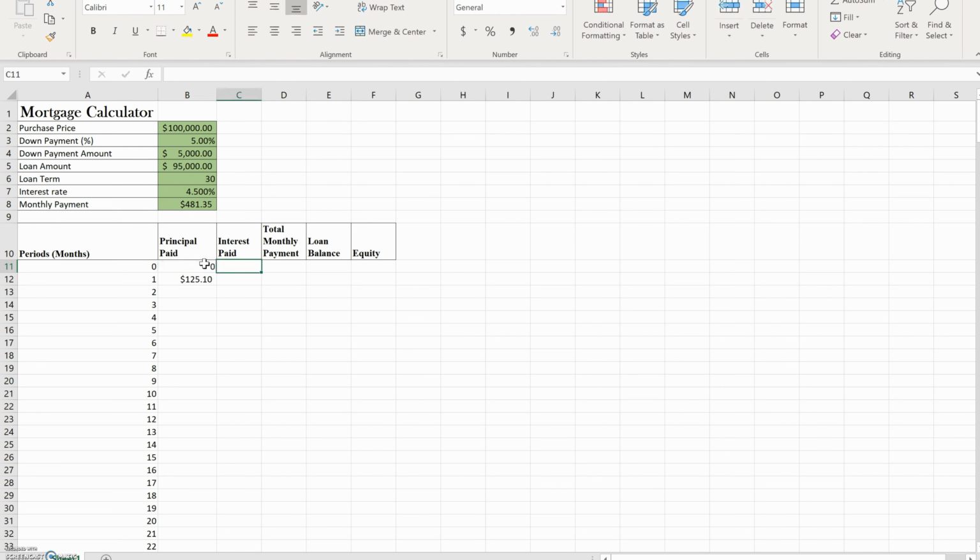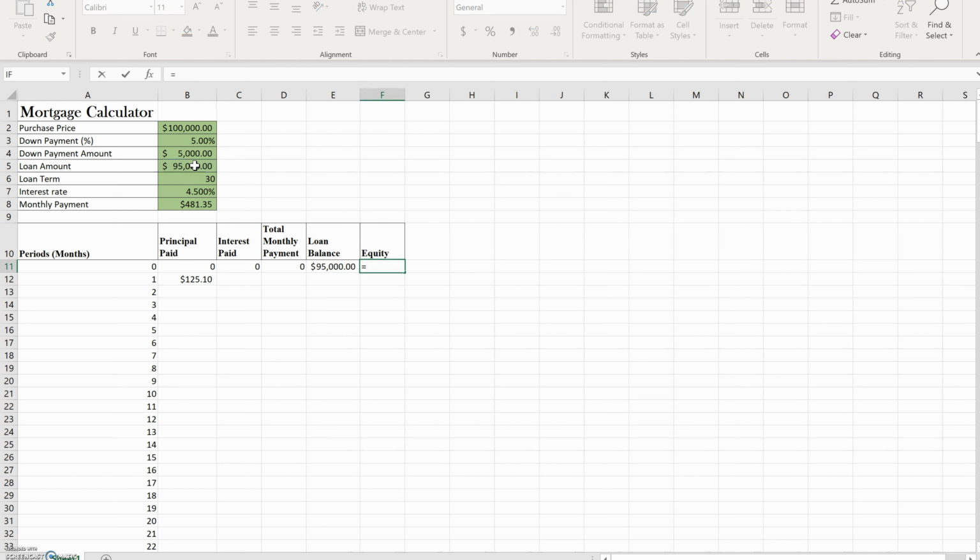So here's your principal paid, and in period 0, you're not paying anything. So the loan balance is $95,000. The equity is your down payment.